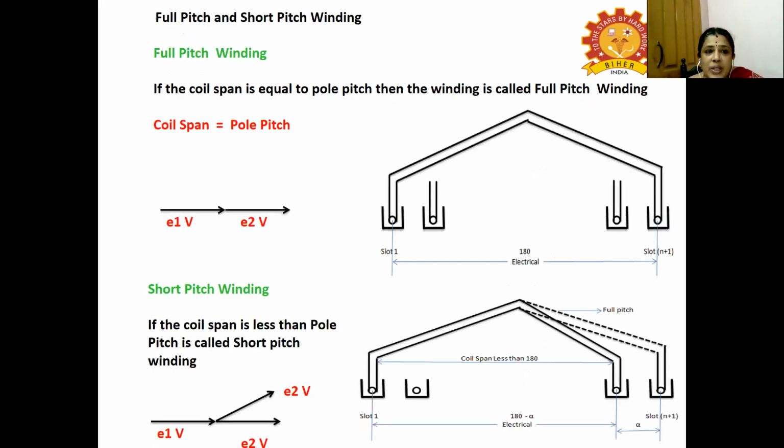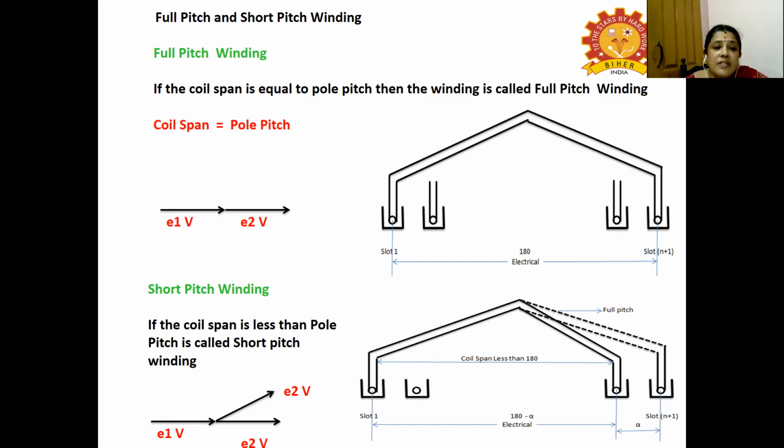Full pitch and short pitch winding you have. Full pitch winding is if the coil span is equal to the pole pitch, then the winding is called full pitch winding. Coil span is equal to coil pitch. So E1 volt, E2 volt. So this is the first slot and this is your second, N plus 1 slot. The difference between these two will be given as your 180-degree electrical.